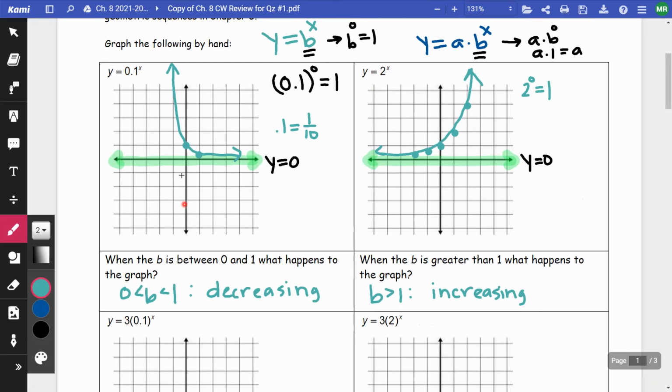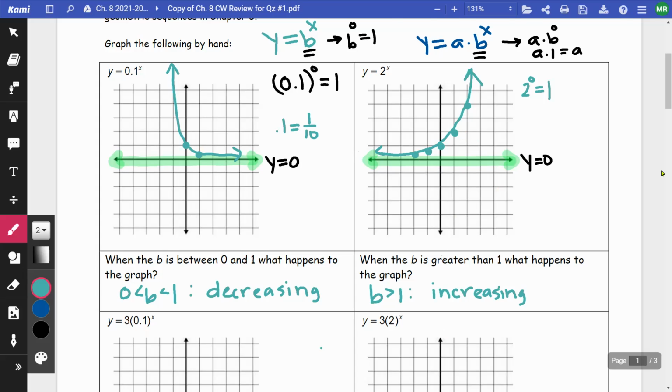This one here is still going to be decreasing because I'm timesing by 0.1, which is making it smaller and smaller and smaller. This one over here is still going to be increasing because I'm timesing it by 2, timesing it by 2, timesing it by 2. But I'm not going to be starting at 1 like I did on these ones.